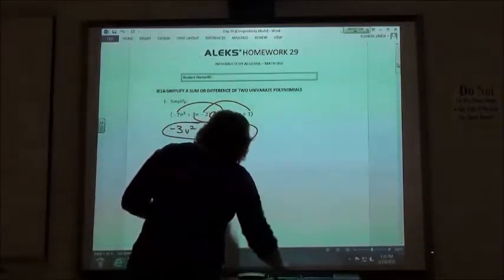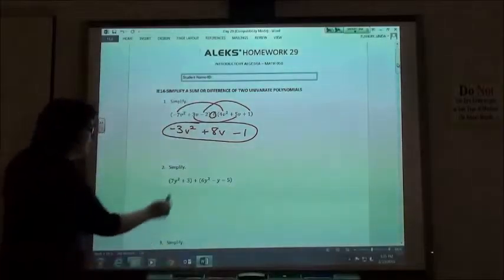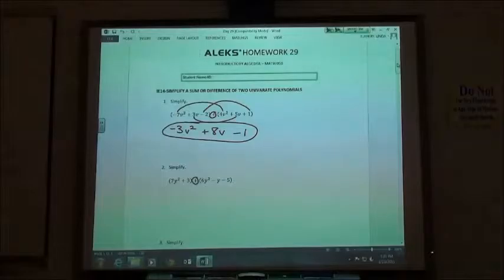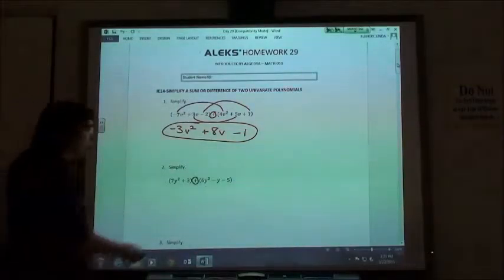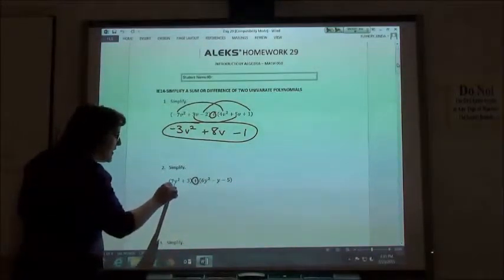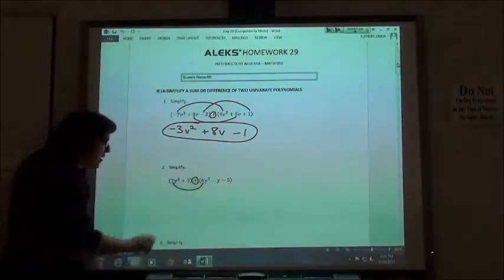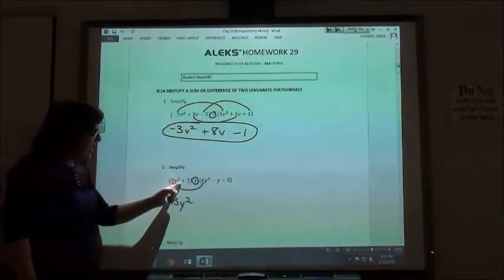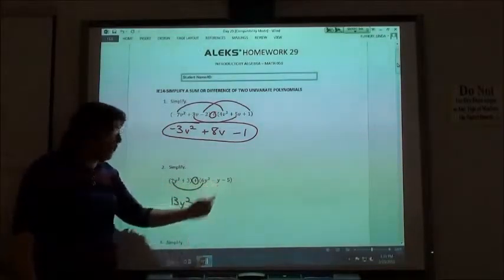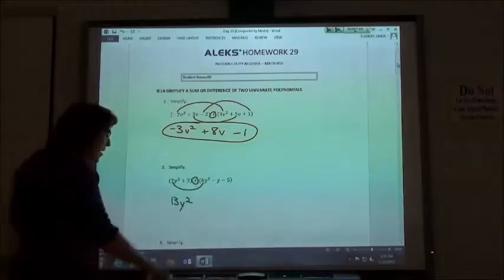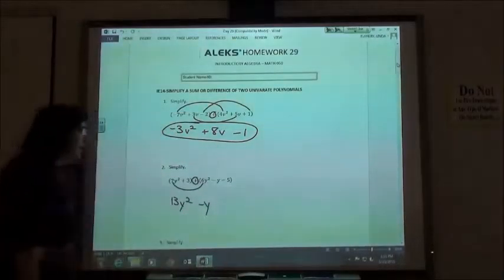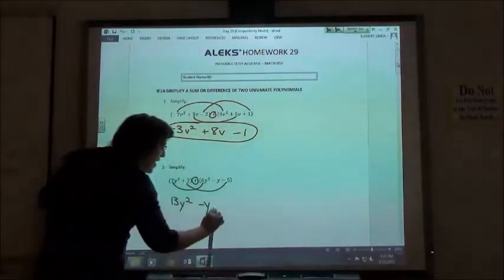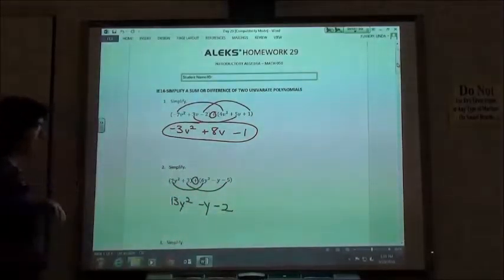Number 2, same thing. If I look at my two polynomials, in between my parentheses it tells me I'm adding those two expressions. So I'm going to add my like terms together. Starting with my y squared, 7y squared plus 6y squared would be 13y squared. Now this one doesn't have any y's, but this one has a negative y, so 0 plus negative y is still negative y. And then my constant terms, my numbers, positive 3 minus 5 is negative 2.